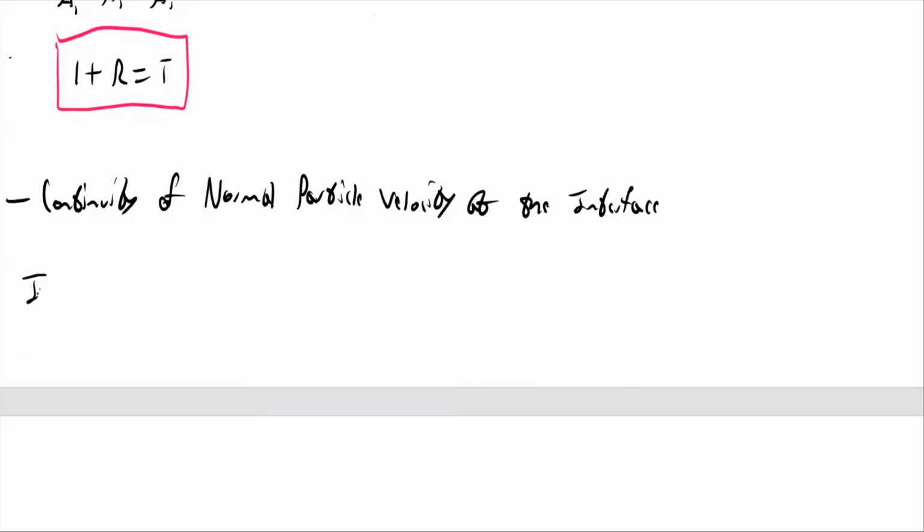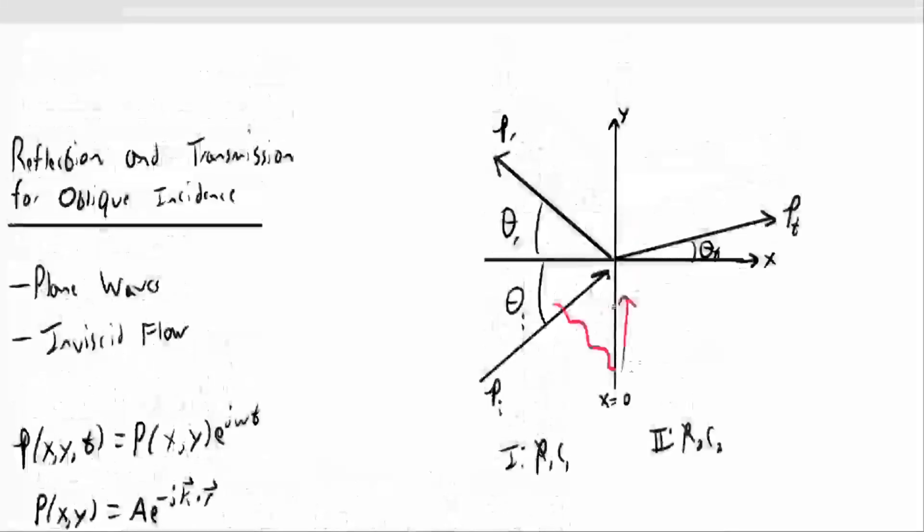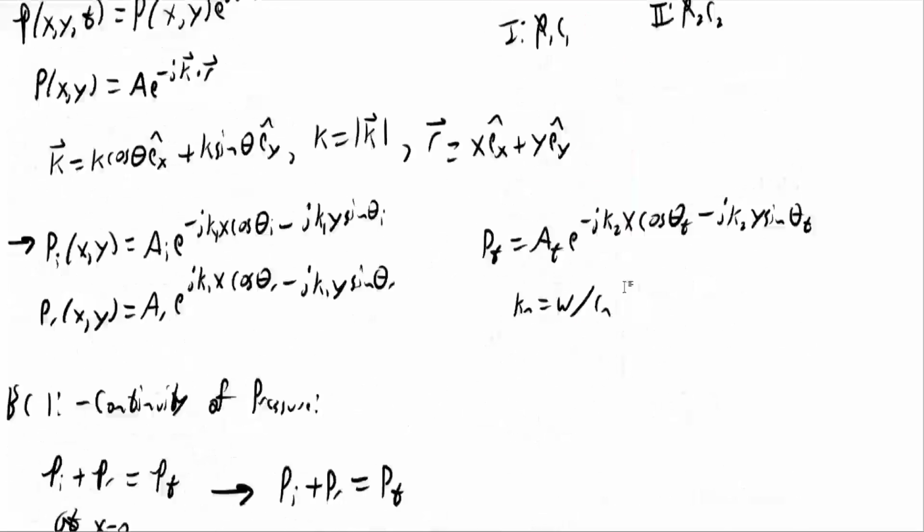So if we define, just like we had P be a function of capital P times e to the j omega t, we'll do the same for u, for particle velocity. So little u is equal to big U times e to the j omega t. In other words, some complex amplitude u times e to the j omega t. Okay, and then when we apply the condition of the normal particle velocity at the interface, we just take the x component of particle velocity, not the y.